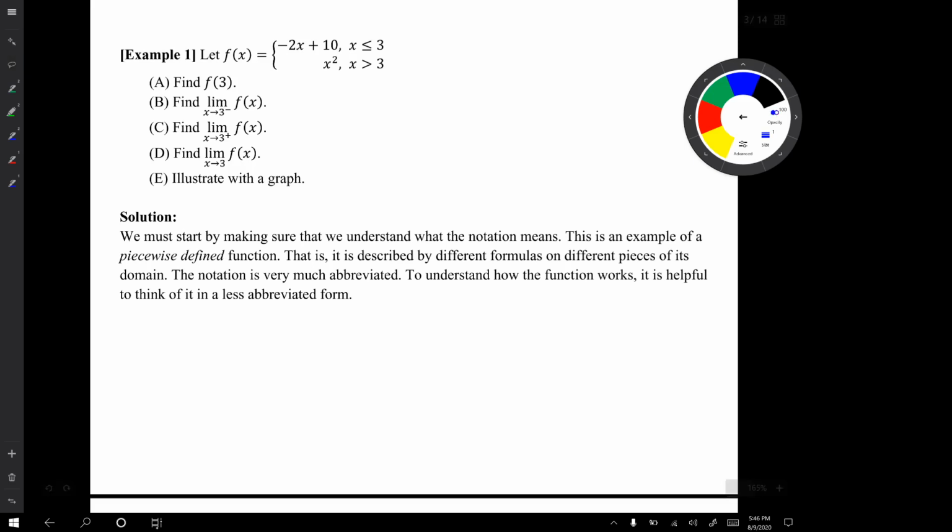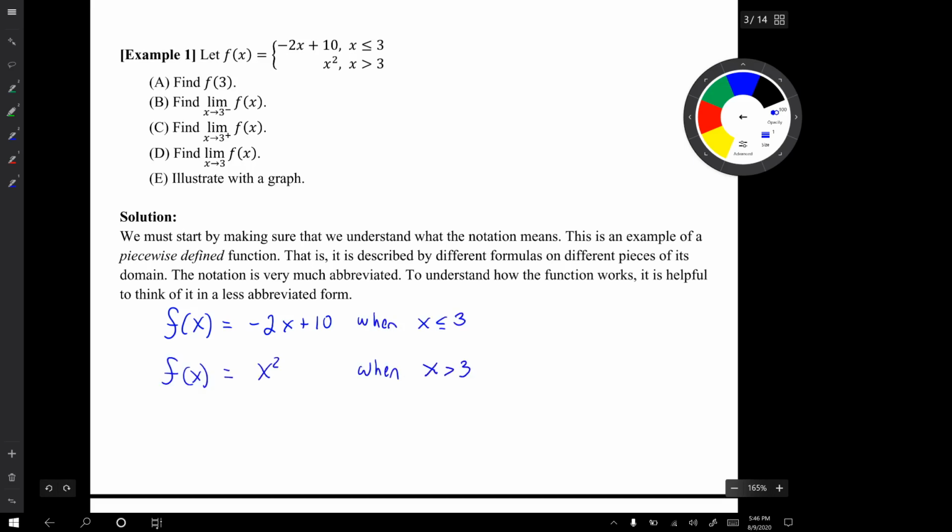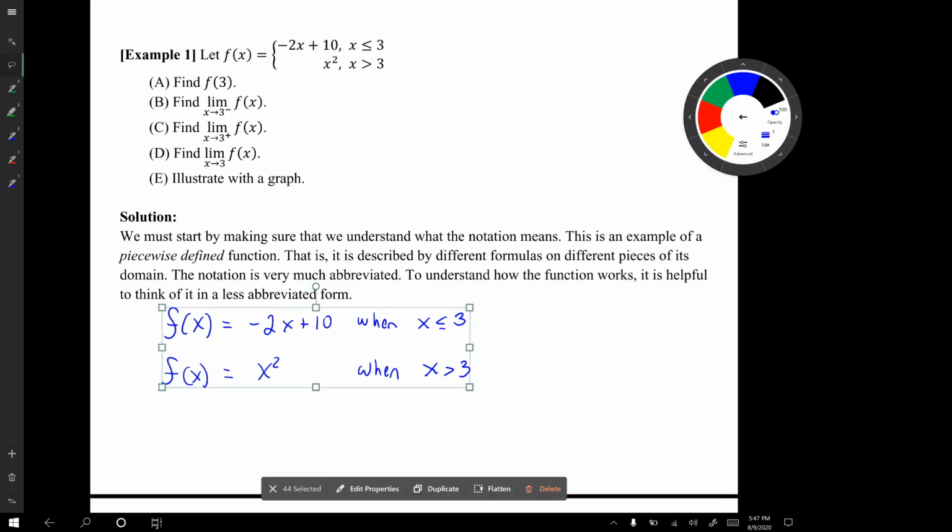I'm going to write it on 2 lines. So this very terse symbol for the function actually stands for these 2 sentences, 2 different sentences describing how the function behaves on different parts of its domain.